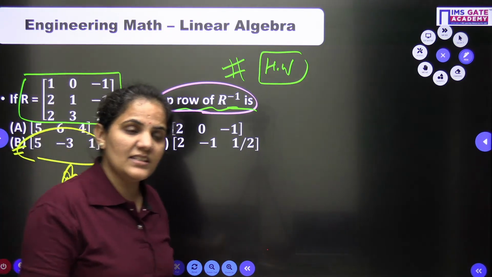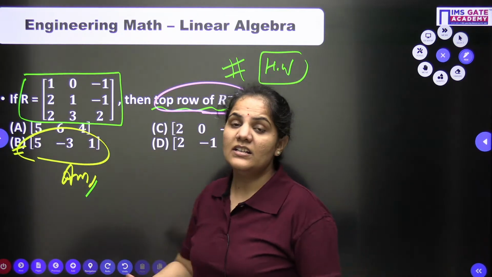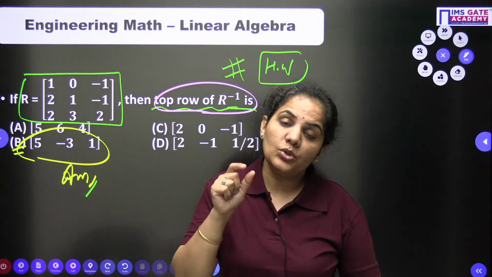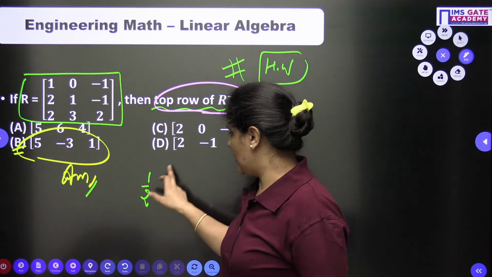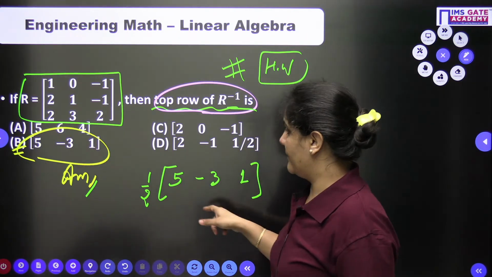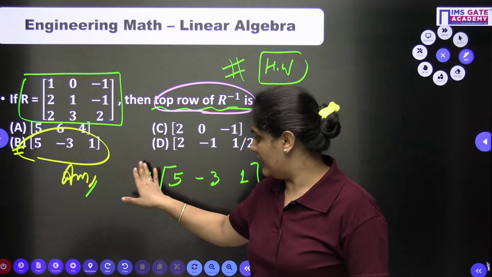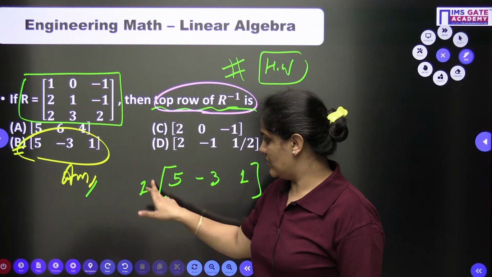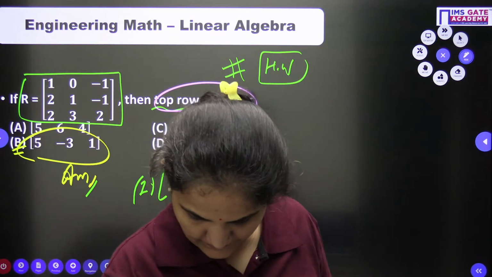Suppose we are taking another example, and in that case your determinant is 2. You need to consider that determinant. Either you write down the determinant outside the matrix, or you include the determinant inside it. Right now the determinant is 1, that's why only 5, minus 3, 1 is written. Clear, bachcho? Isn't it?